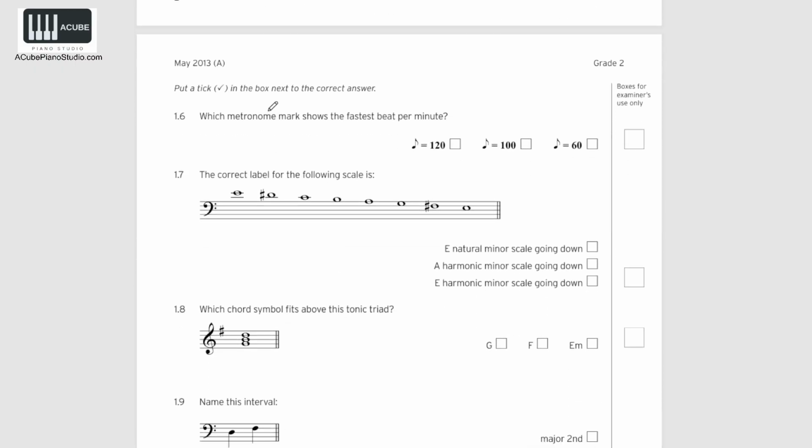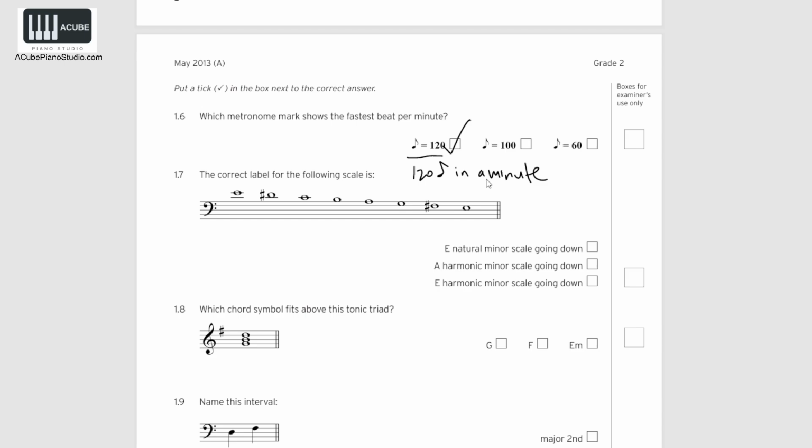Moving on to 1.6, which metronome mark shows the fastest beats per minute? They are all in terms of quavers. For example, it means that there are 120 quavers in a minute. The more beats per minute, the faster it is, so we will choose the one with the biggest number. It is this one, 120 quavers in a minute. So this one is the fastest. The slowest will be the one with the least number of beats, in this case quaver beats per minute.